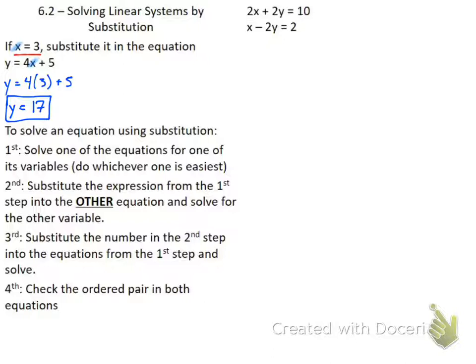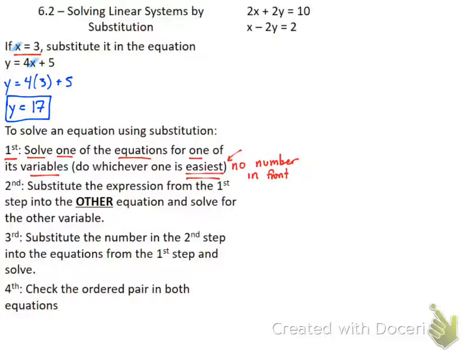So the very first thing that I want to do, the first step that we have here, underline that first step, is I want to solve one of the equations for one of the variables. We always want to do the one that is easiest. And the one that's going to be easiest is going to be the one that has no number in front. There's no coefficient. The invisible number that's in front of the variable that is the easiest is always going to be a positive 1.